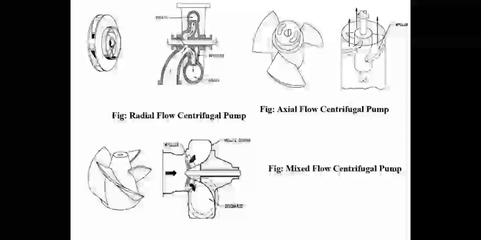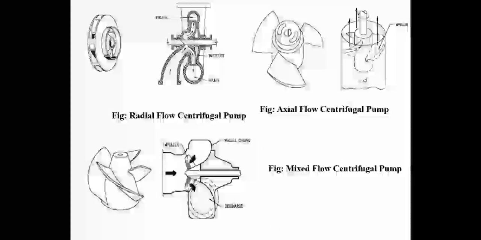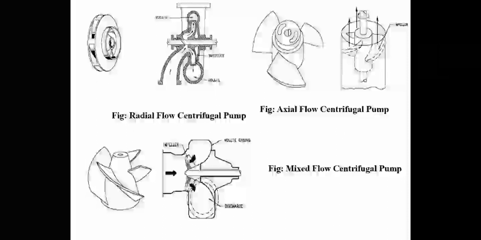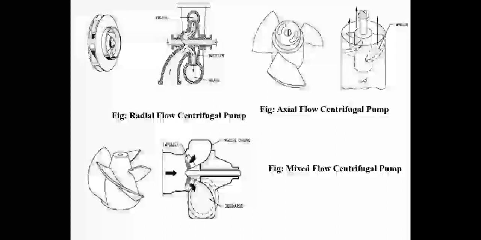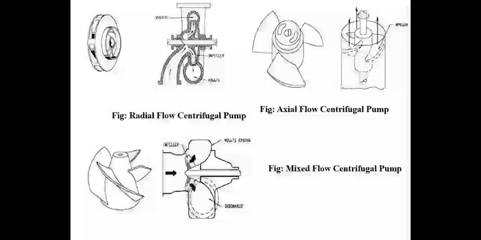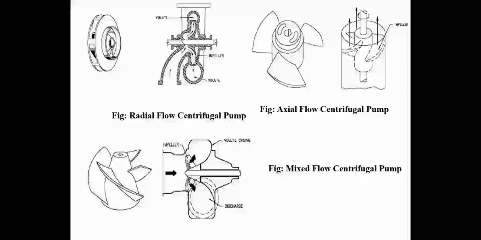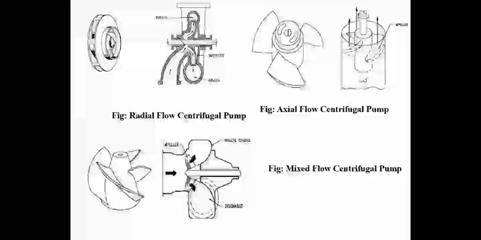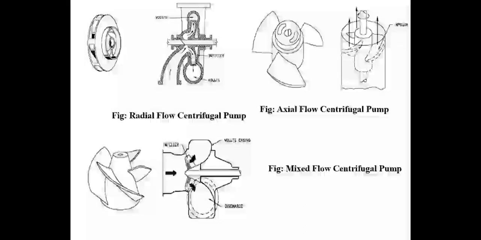So these are the figures. In case of the radial flow, this is the direction of the axle. The water will flow along this direction, perpendicular to the axis. In case of axial flow, this is the axis. The water will flow along this direction, which is parallel to the axis. And in case of mixed flow, both will be combined.